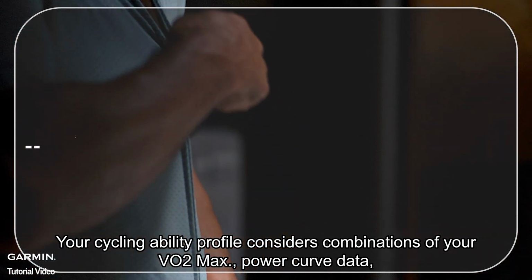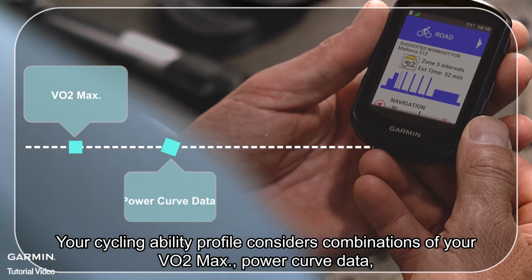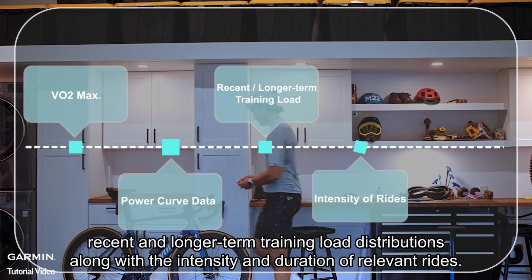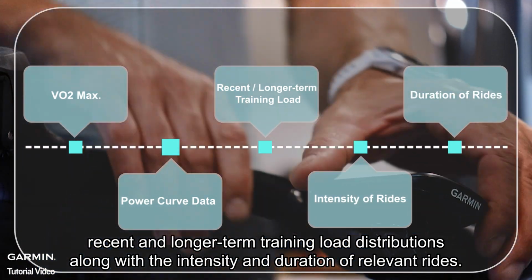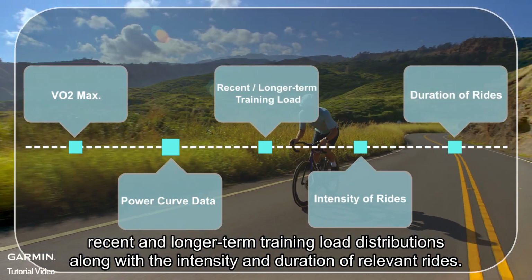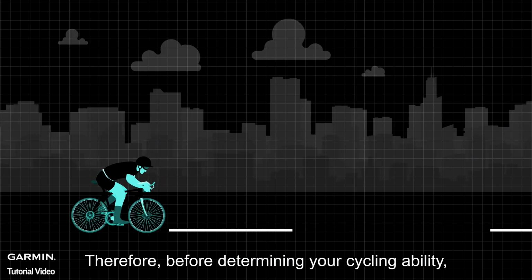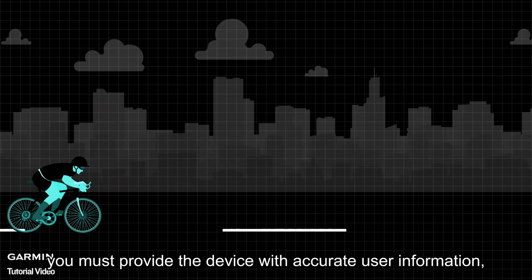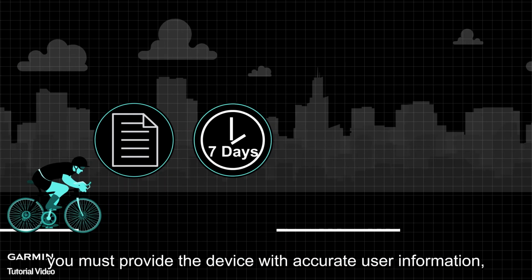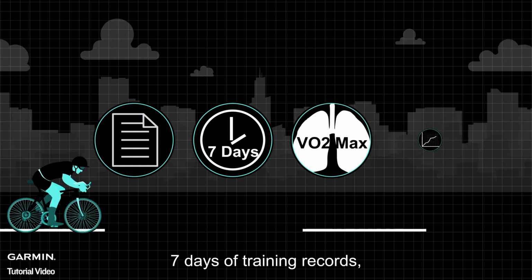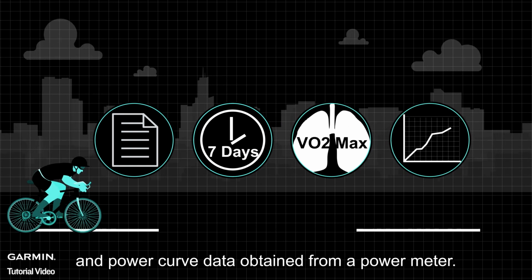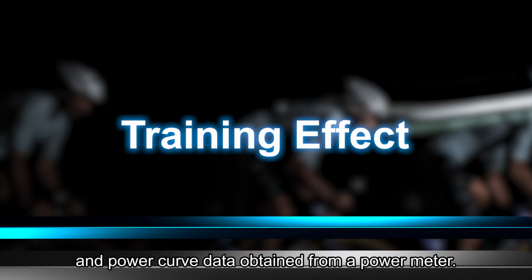Your cycling ability profile considers combinations of your VO2 max, power curve data, recent and longer-term training load distributions along with the intensity and duration of relevant rides. Therefore, before determining your cycling ability, you must provide the device with accurate user information, 7 days of training records, VO2 max data, and power curve data obtained from a power meter.